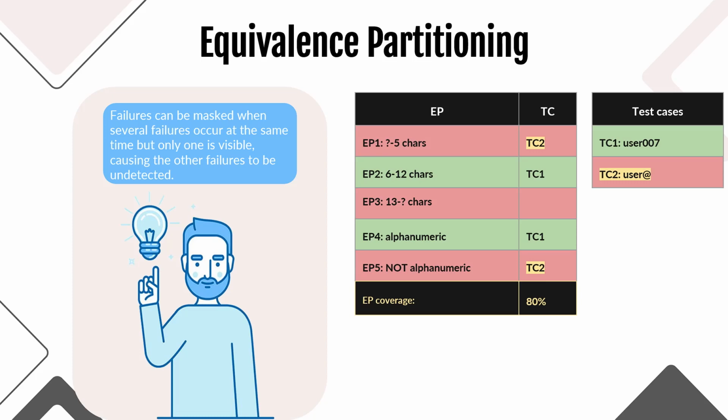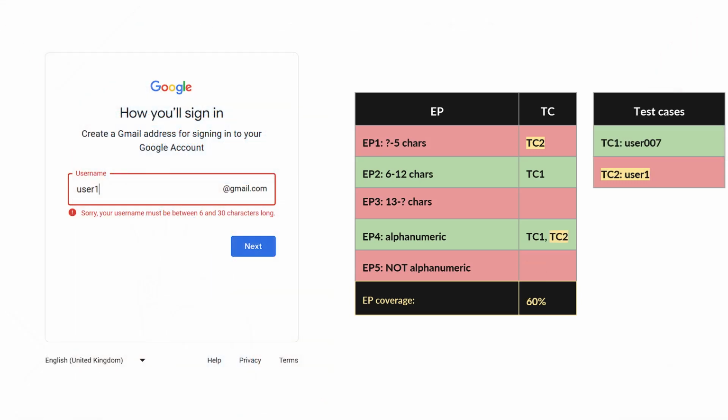Let's visualize this on a real example on the Gmail registration form. When we enter a value, the user1, we see an error: Sorry, your username must be between 6 and 30 characters long. And this is exactly what we expect. After all, the value is alphanumeric, includes both letters and symbols, and we test the length of the characters.